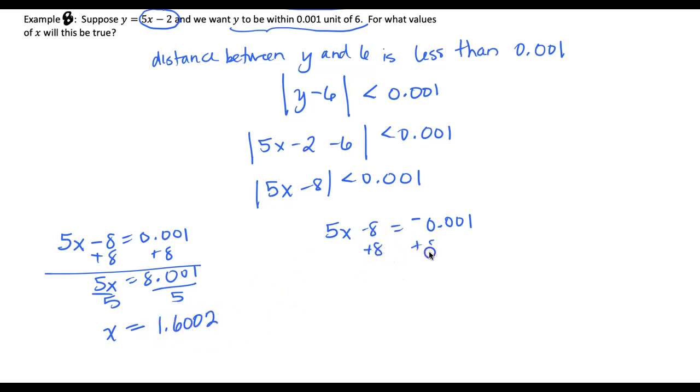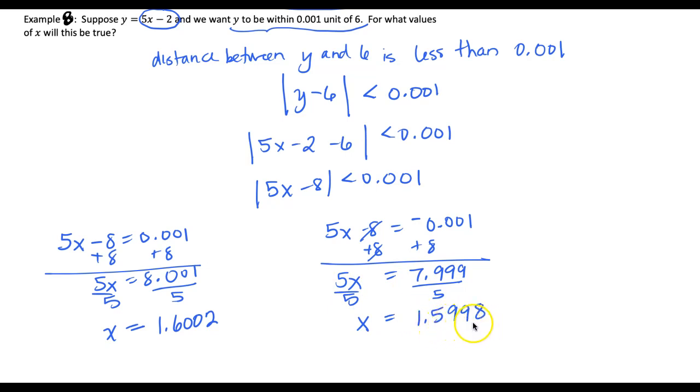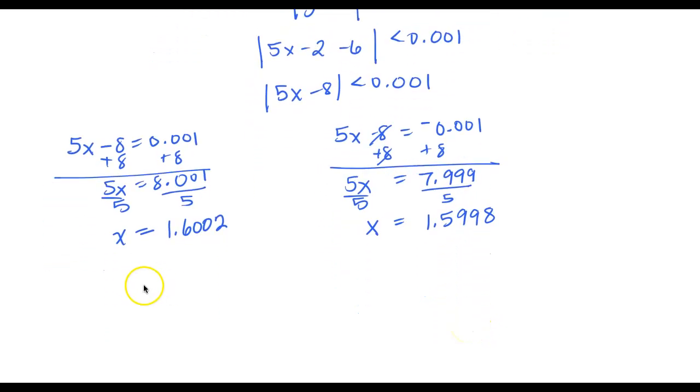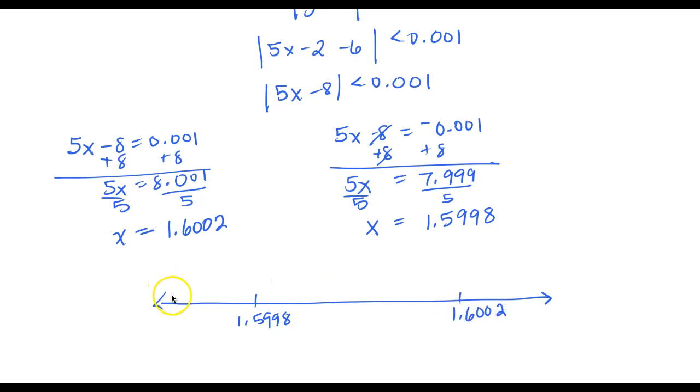Looking over here, notice that when we're adding 8, now we have opposite signs. So we have 5x equals 7.999. And dividing by 5, we end up with x equals 1.5998, 5,998 10,000ths. And again, we want to check this on the number line. So I'm going to put those two important numbers. Here's 1.5998. Here's 1.6002. And we can test the left, the middle, and the right.